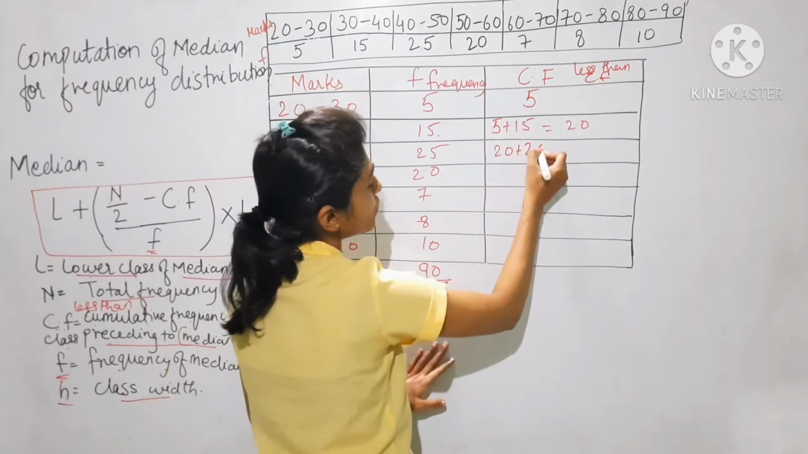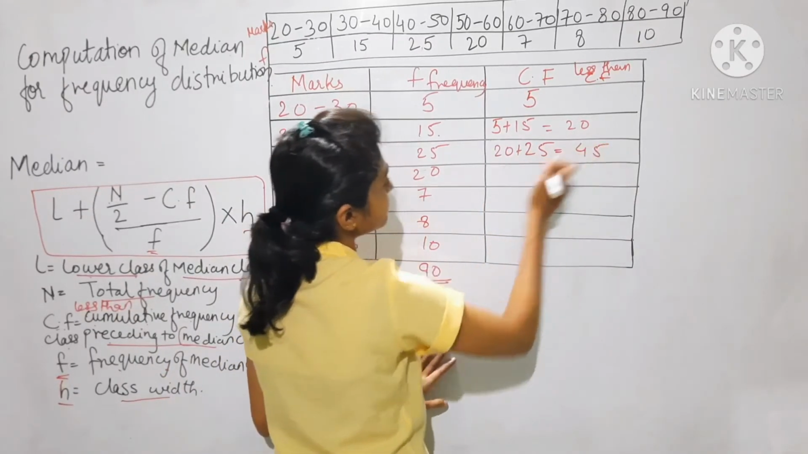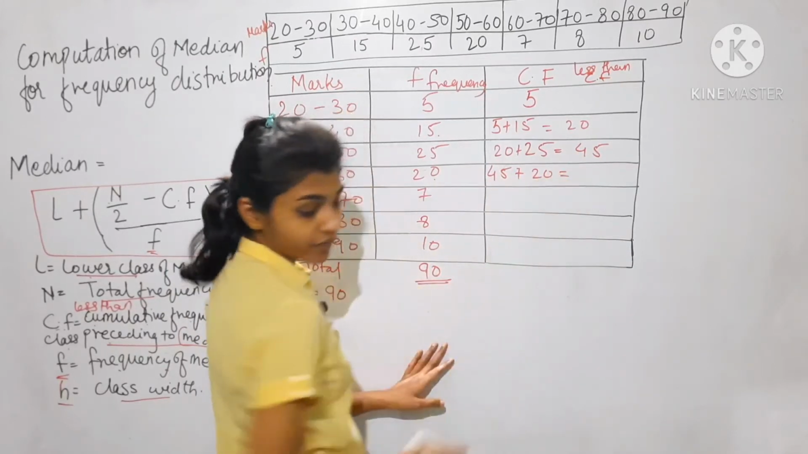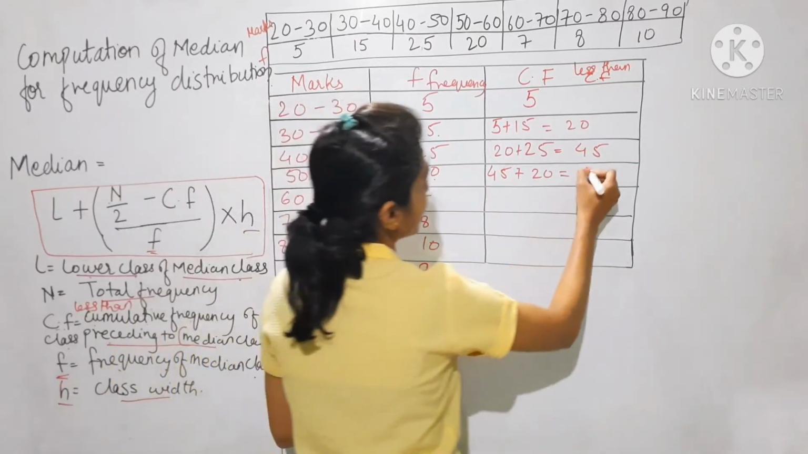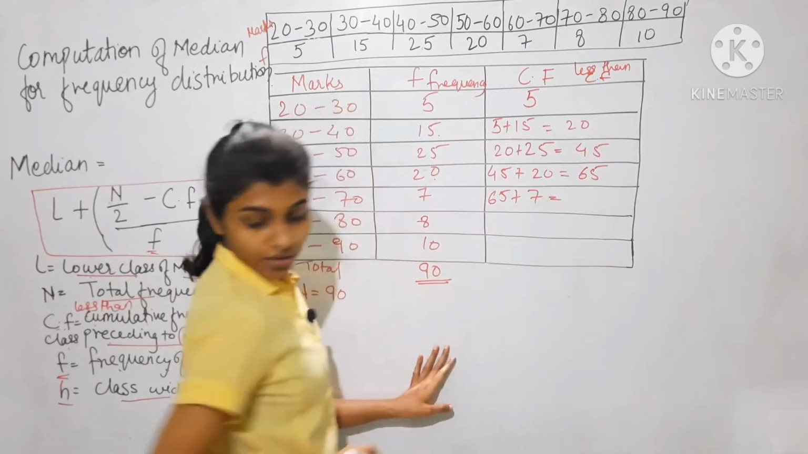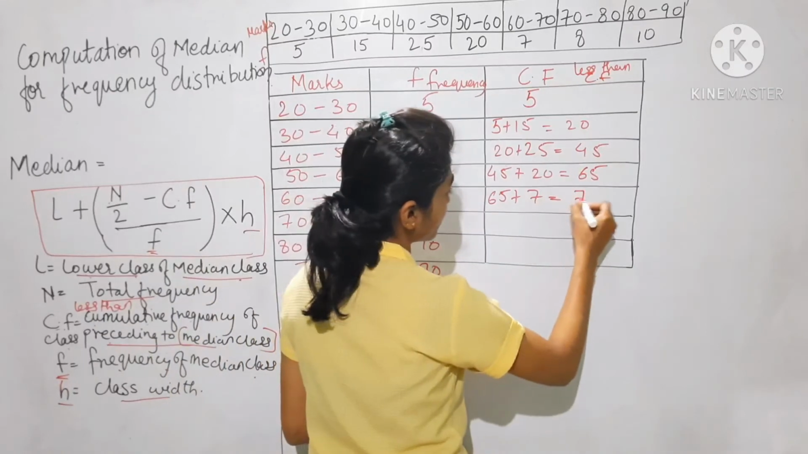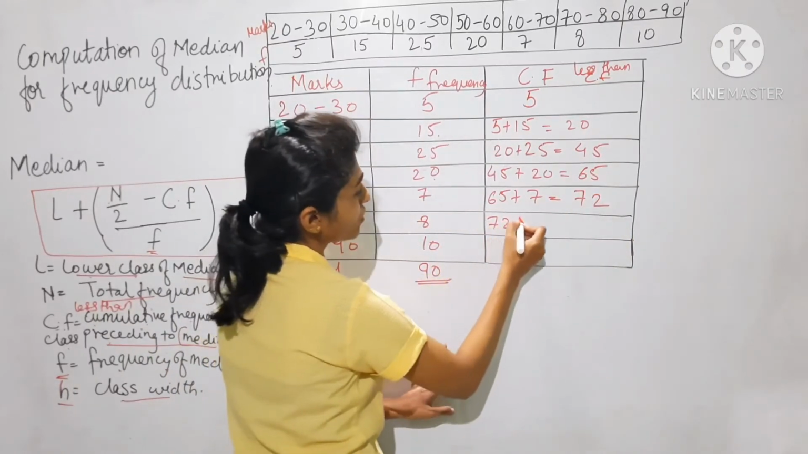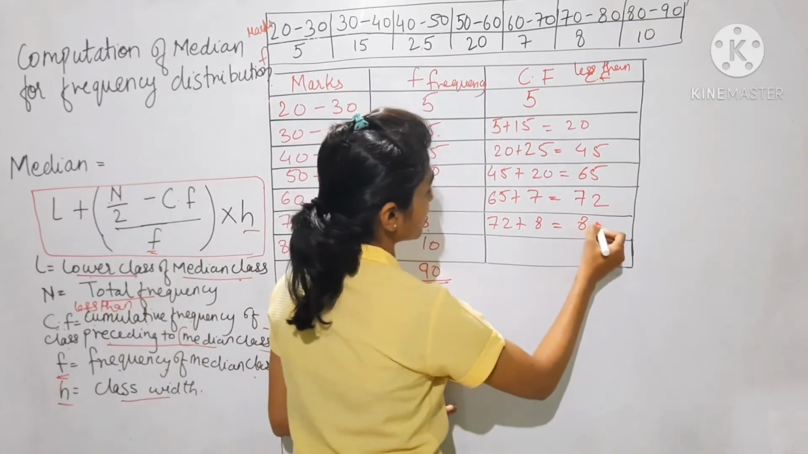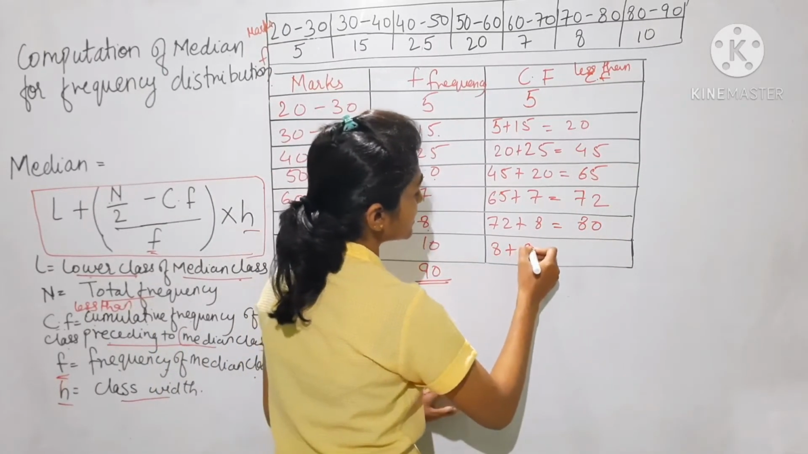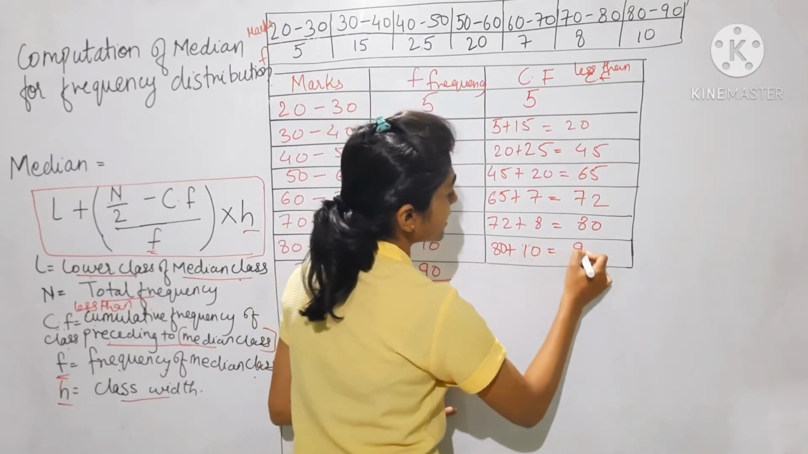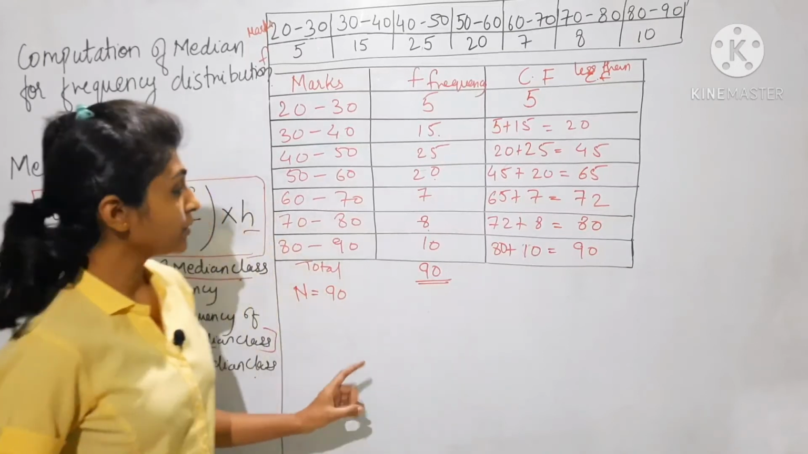Plus 25, you get 45. So 45 plus 20, you get 65. 65 plus 7, you get 72. 72 plus 8, you get 80, and 80 plus 10, you get 90. Okay, 80 plus 10, 90.